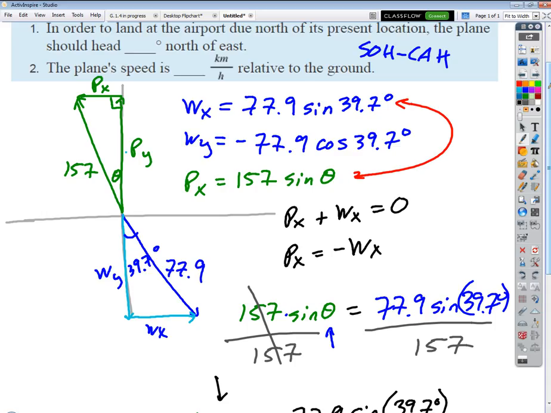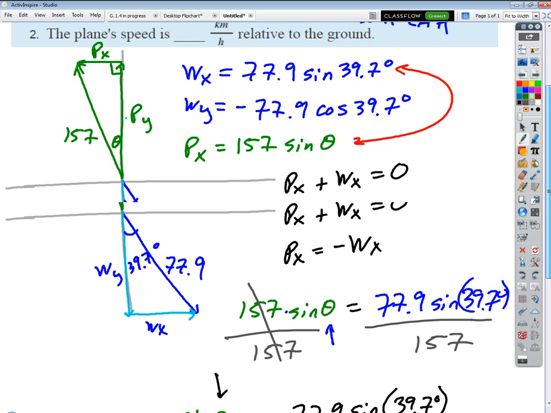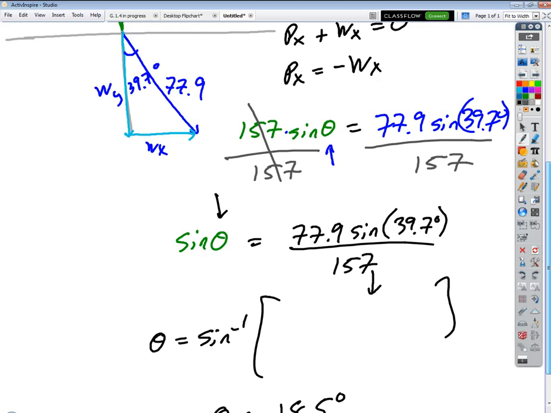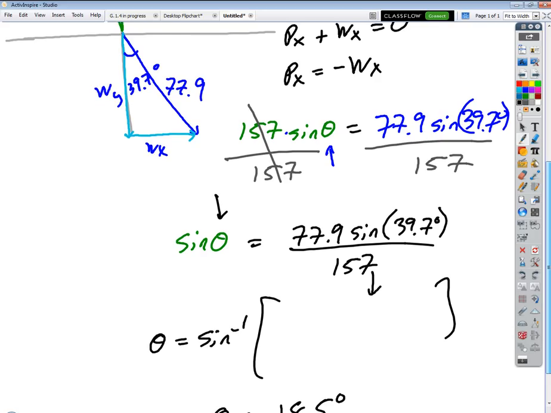All we did is do it for this triangle, right? Everybody agree? We figured out that P sub x, 157 sine theta in terms of this triangle, has to equal the x component of the wind. When all the dust settled, when we set up that equation and solved for theta, we got our answer.